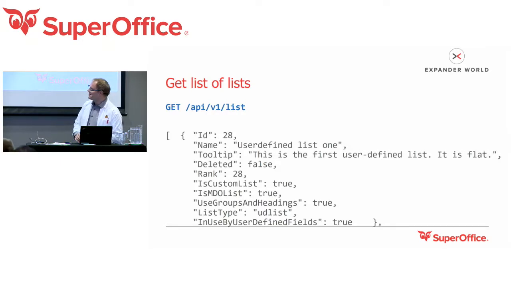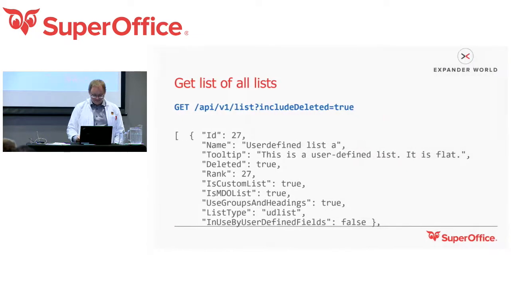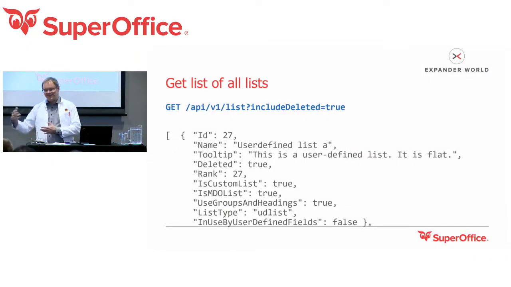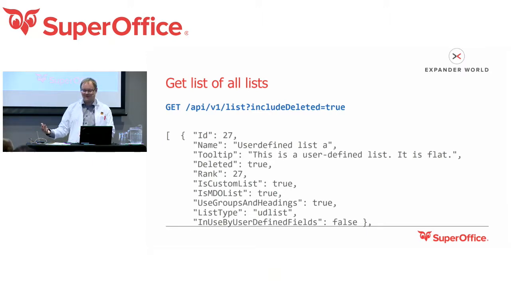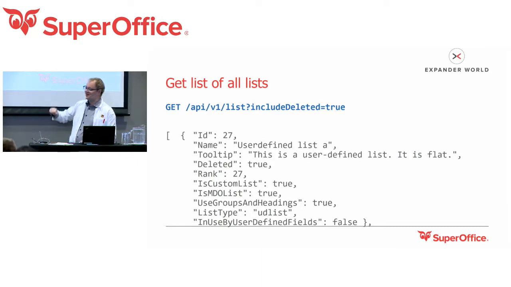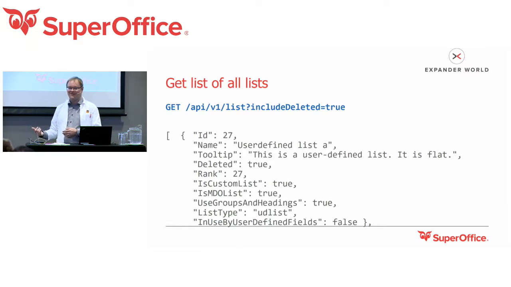Each list has essentially this little block which says the name, whether it has been deleted or not, whether it is a custom list, does it have headings in use, and so on. Is it a built-in or a custom user-defined list? We filter out deleted lists by default, so you don't need to see deleted items, but you can stick on a parameter that says include deleted, please, and then it will ship you back the deleted items as well. We don't do hard deletes on lists or list items.